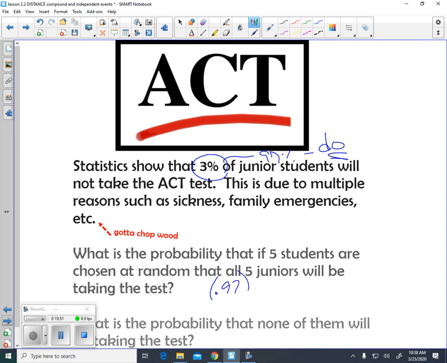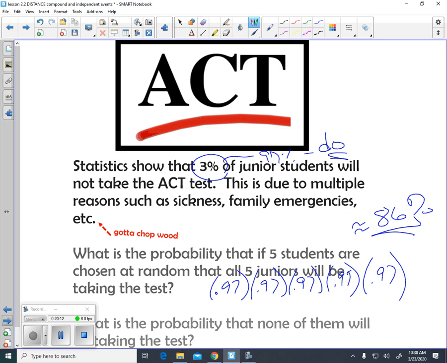Okay, so there's a person taking the test. There's another person taking the test. And we want all 5 people to be taking the test. So 0.97 raised to the 5th power is approximately 86%. So it's about 86% that all of them are taking the test.